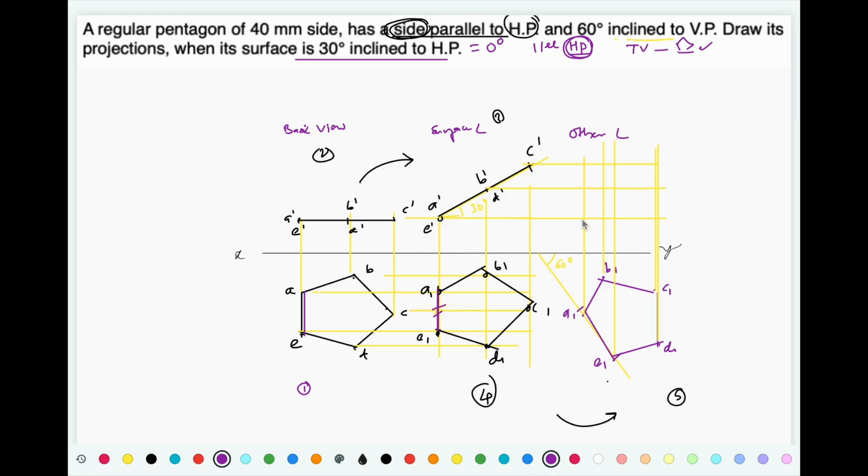So now this is A1 dash, this is B1 dash, this is C1 dash, this is D1 dash, and finally this is E1 dash. So connect the points in a proper sequence: A, B, C, D, E, and finally A. And this is going to be our final front view, and this is the final top view.